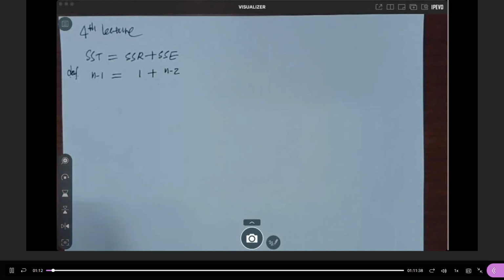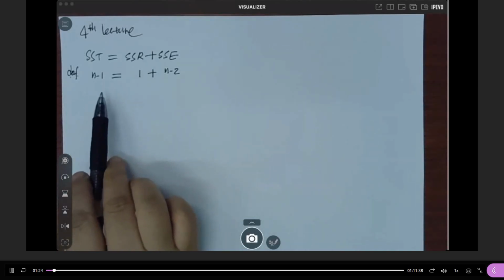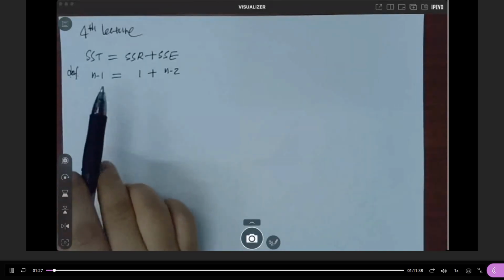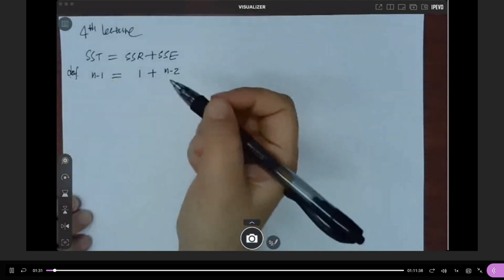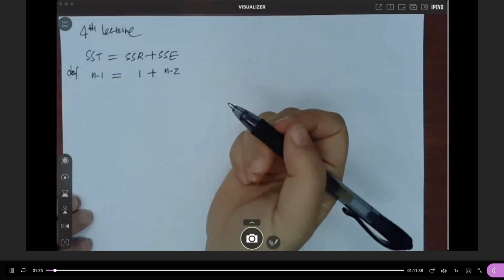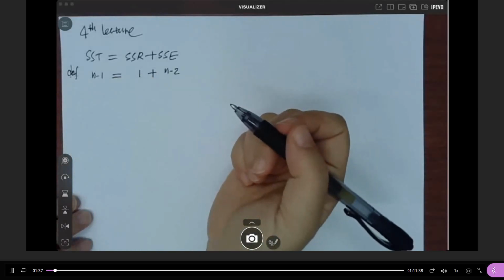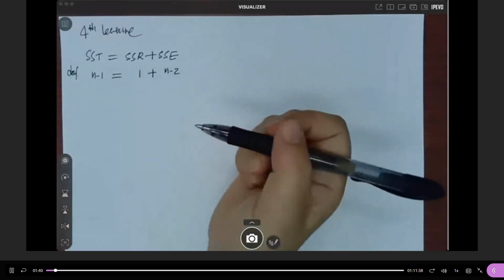Now, how come we have n-1 degrees of freedom for SST? This is a skill you need to learn for this class. For any random variable, you should be able to figure out what the degree of freedom is. So what is the reason we have n-1 degrees of freedom for SST? Anyone? How do you figure out the degree of freedom by yourself if it's not given?